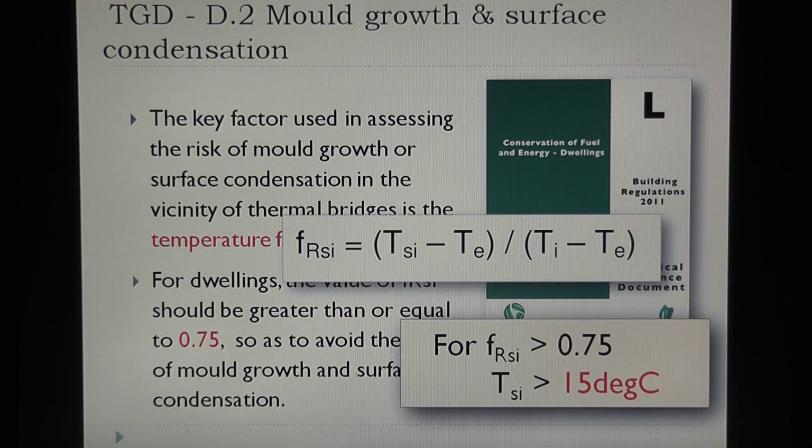You'll notice in that formula there is no reference at all to ventilation. Ventilation is completely irrelevant when deciding whether a building has been designed to avoid surface condensation and mould growth. Ventilation only becomes a factor if the building has been designed in accordance with FRSI and still produces mould growth. Then the use of the building by the occupant becomes a factor, but that's not a design issue, that's a use issue. So very important to decouple the notion of ventilation from the notion of design to avoid mould growth and surface condensation.